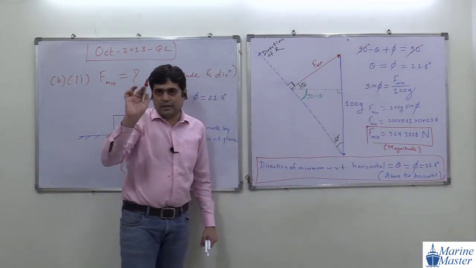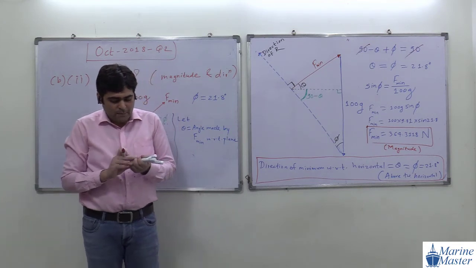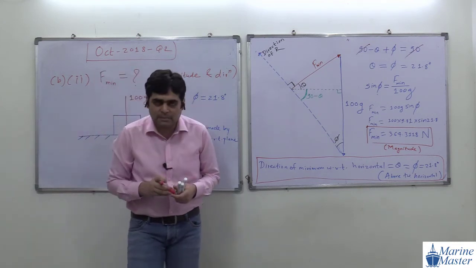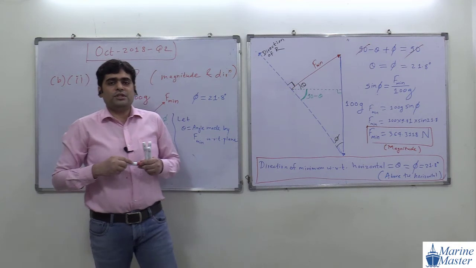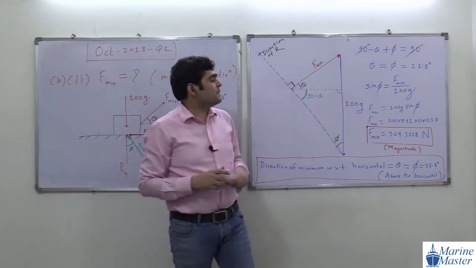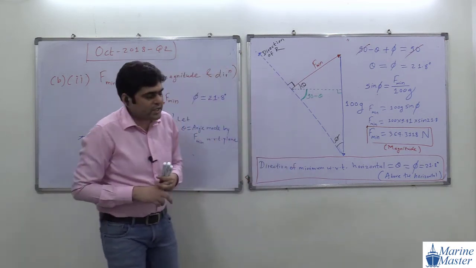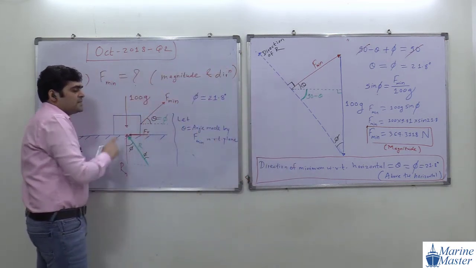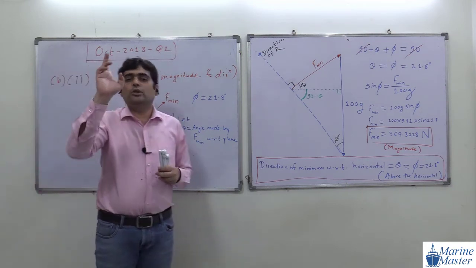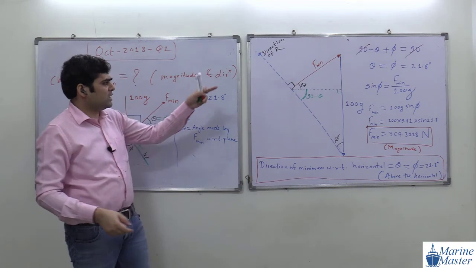So now the final conclusions about minimum force. The first important conclusion is that minimum force is perpendicular to the resultant reaction. The second point is that minimum force always makes an angle phi with respect to the plane. You have to keep these two things in your mind. At the end of the question, I will give you this point.